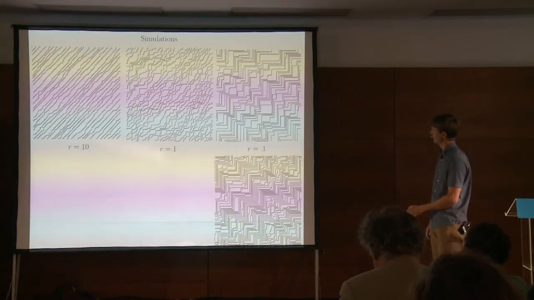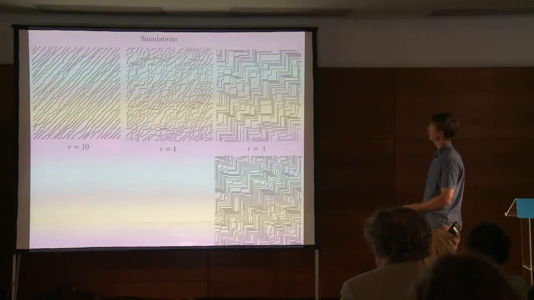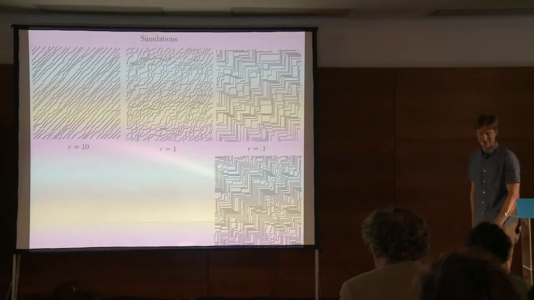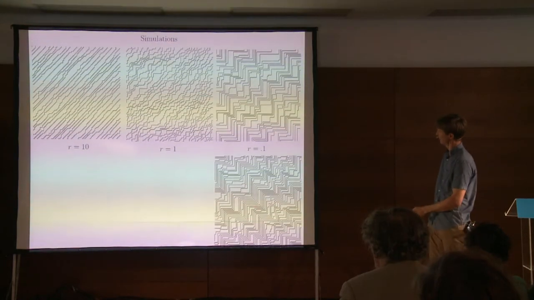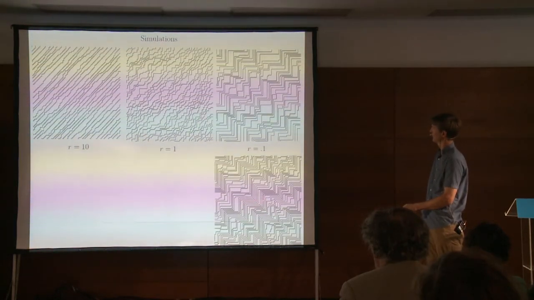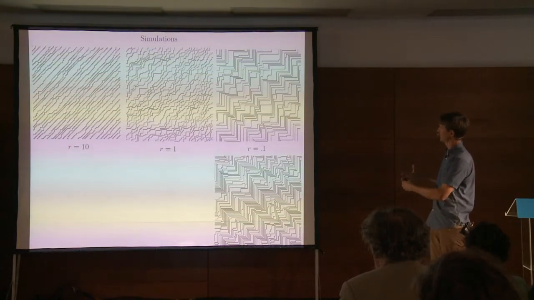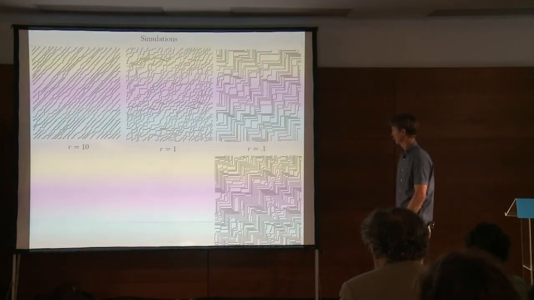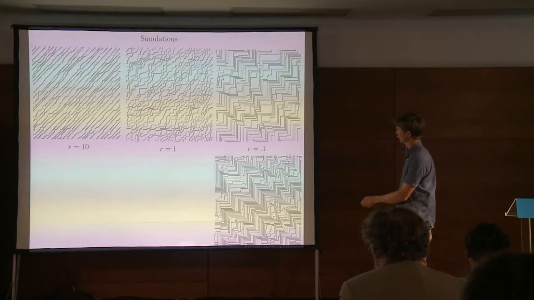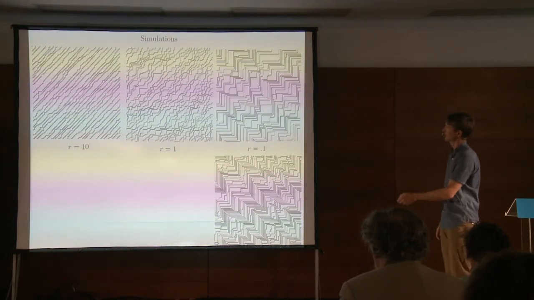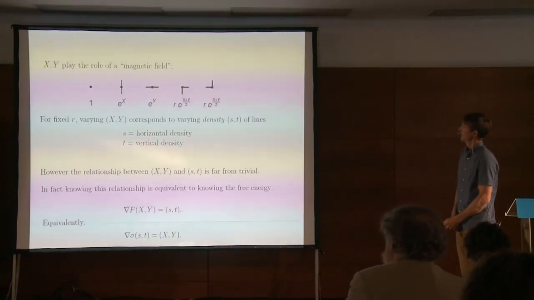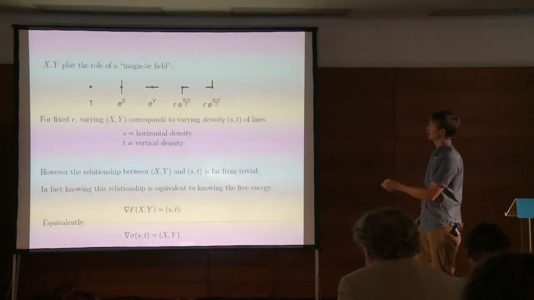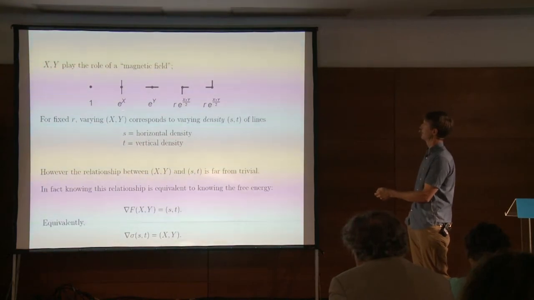And you can't really tell from these simulations, but there's something interesting that happens when r is small and you have a high density of paths. You can see that the paths tend to follow each other for long times before turning. So there's some sort of group behavior here that you don't see in these other parameter values.